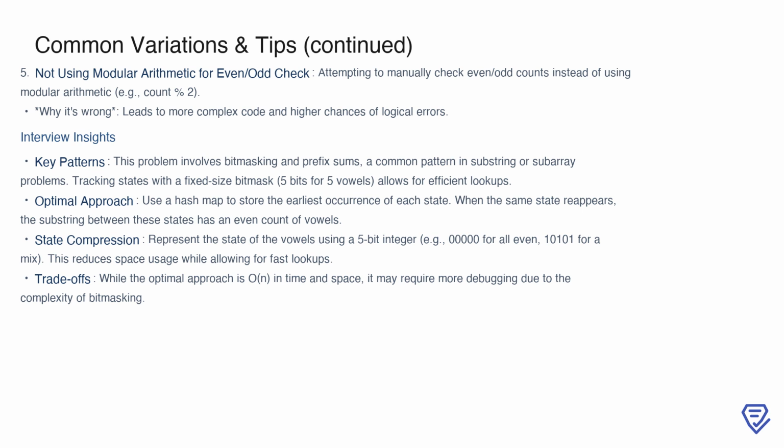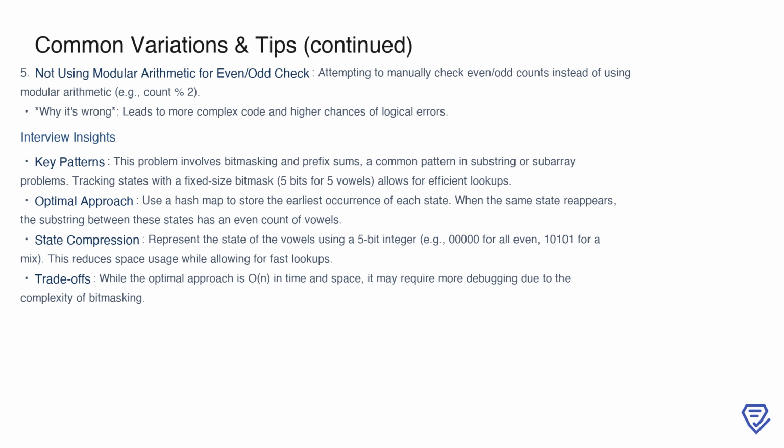Moving on to interview-related insights, this problem is a great example of applying bitmasking and prefix sums, which are common patterns in substring and subarray problems. By representing the state of the vowels using a fixed-size bitmask where each bit corresponds to a vowel, you can efficiently track and compare states.